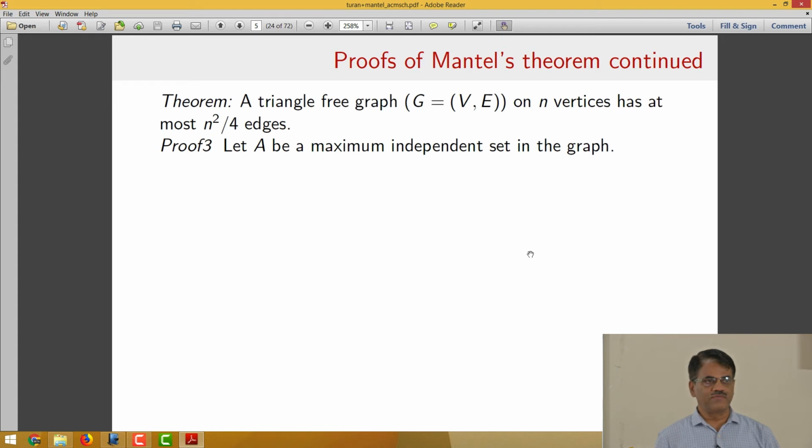Let A be a maximum independent set in the graph. Okay, it's not an algorithm question. I don't need to find it. Let's assume that we look at the maximum independent set.